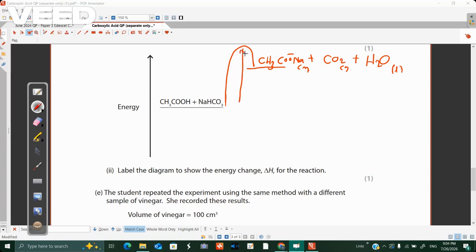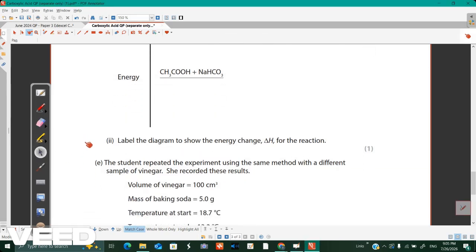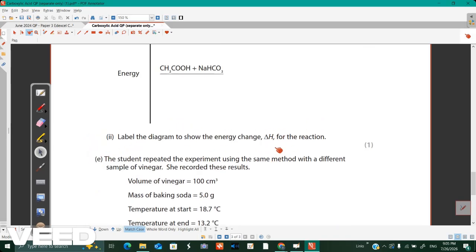So this is where you have the activation energy, Ea, and here it is an endothermic reaction. So delta H. These are the reactants, these are the products. So you must label the activation energy with the correct curve, and also you must mark the enthalpy, delta H. Let's move on to the next one. So you have to label it as delta H. Yes, we have done that.